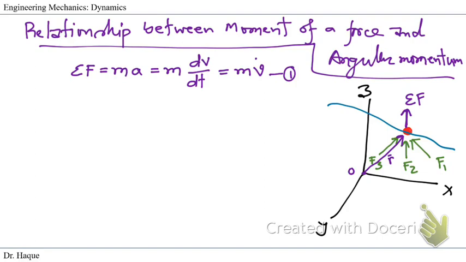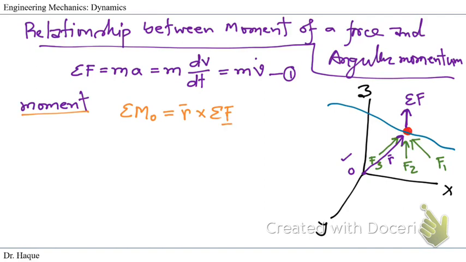Now we're going to take the moment of the resultant force about any point, but here we're going to take the moment about the origin O. So the moment of all the forces, which we denote by moment about point O, MO, is the cross product of the position vector r with the summation of all the forces, and the force is also a vector.